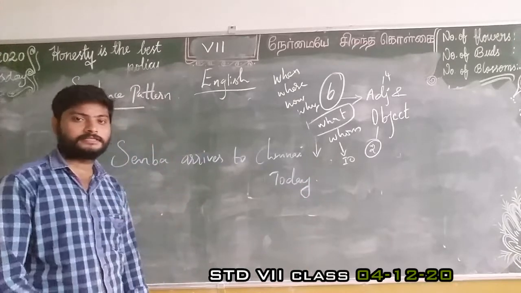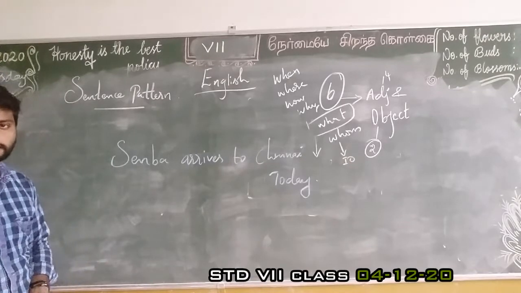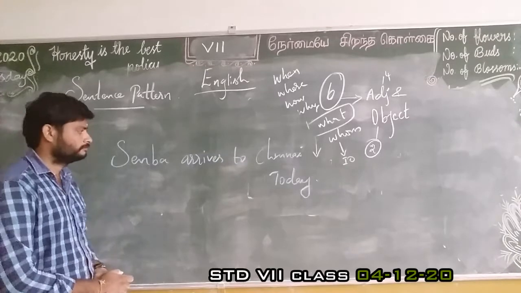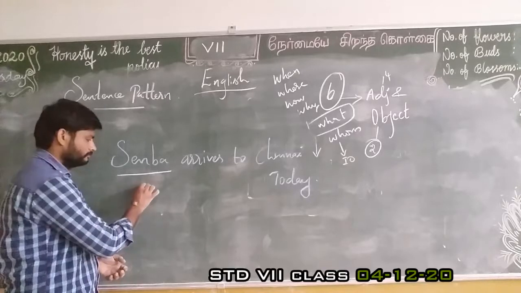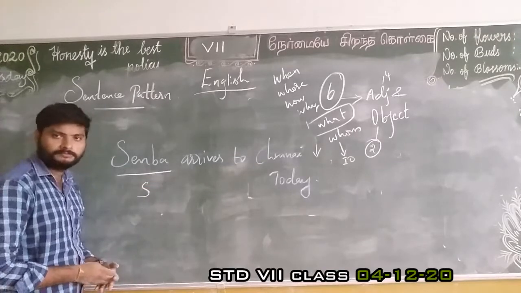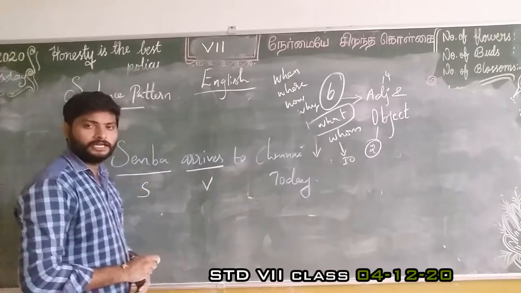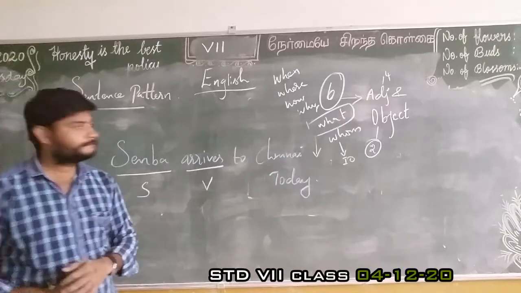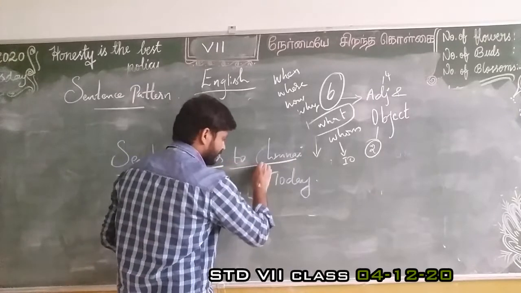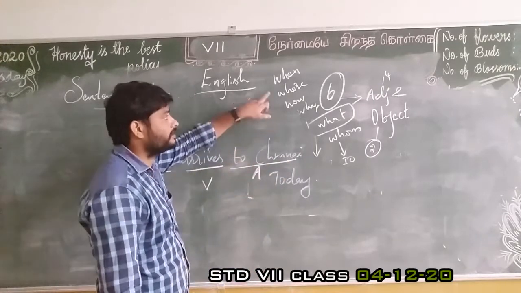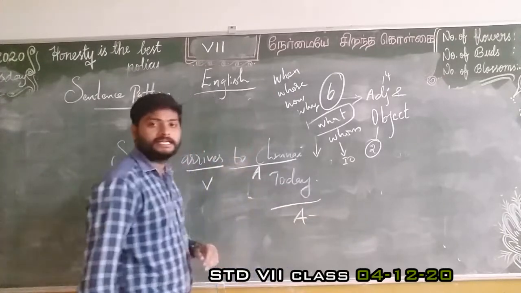So the last example: Shenba arrives to Chennai today. The doer of the action is Shenba, subject. What is the action? Arrives. Verb. To which place? Where? It is answered by to Chennai. So this is adjunct, and then we have another adjunct here. When? Today. It is also an adjunct.